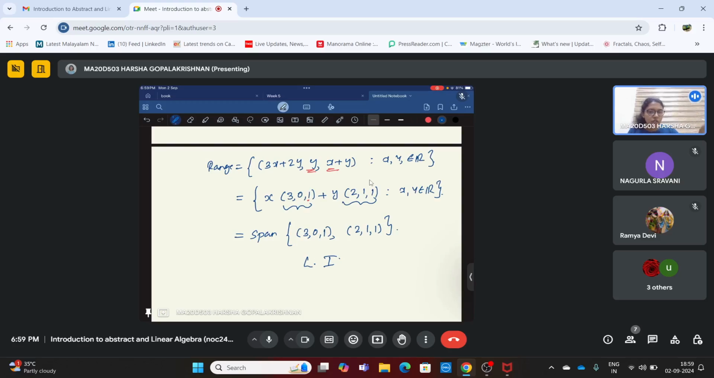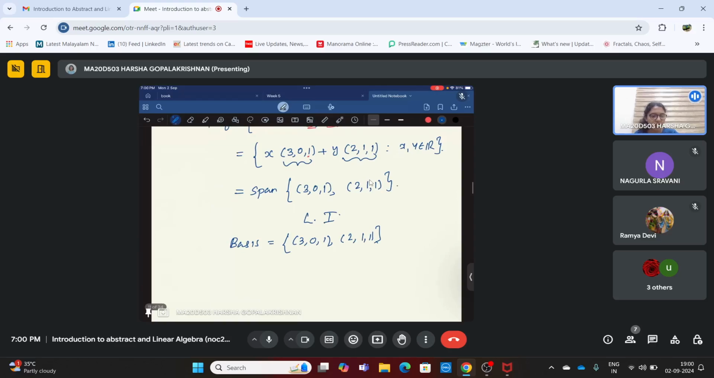Consider c1 into (3, 0, 1) plus c2 into (2, 1, 1) equated to 0. If you get c1 = c2 = 0, it is a linearly independent set. So we got two linearly independent elements which span the range, and we already know the range has dimension 2. So obviously this is a basis. The basis can be taken as (3, 0, 1), (2, 1, 1). Is that fine for everyone?